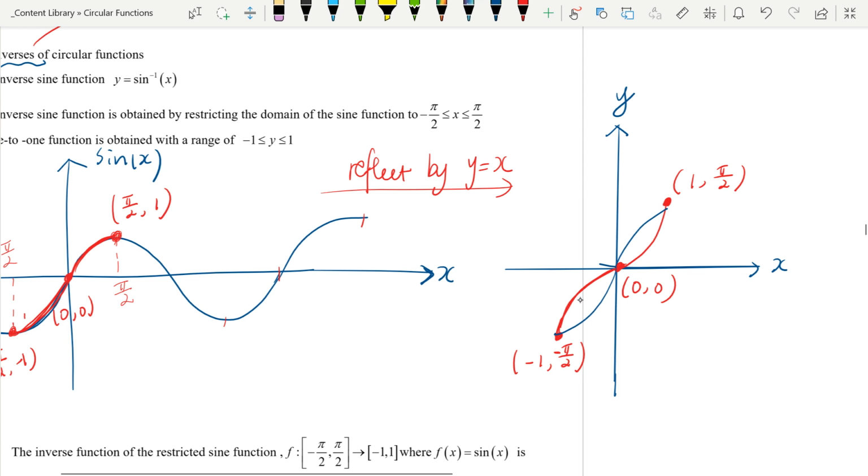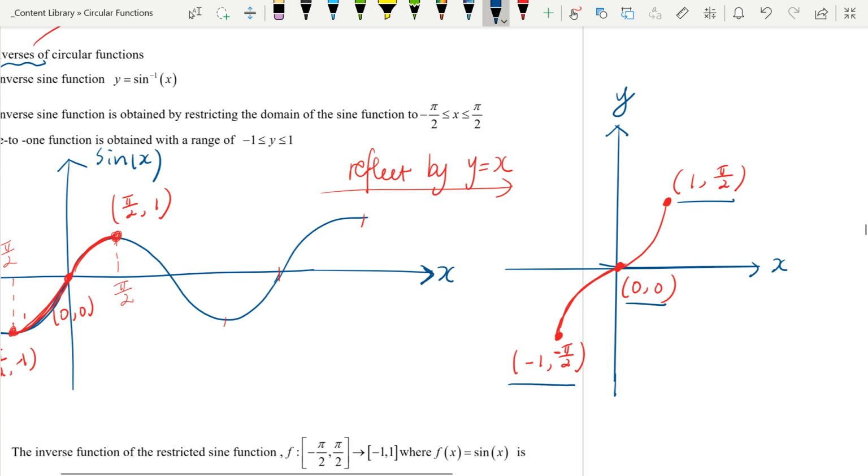So the inverse function must be increasing quickly, going in that direction. Okay, so that's the basic shape. You need to remember this shape. Okay, so that's the sine one. There are 3 points you must remember. The only thing I want you to remember is these 3 points.